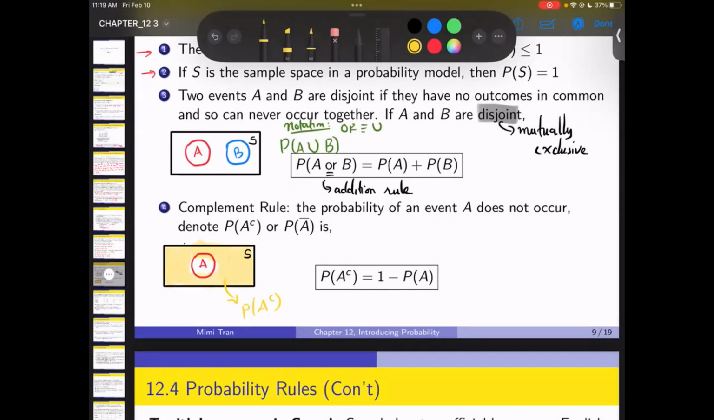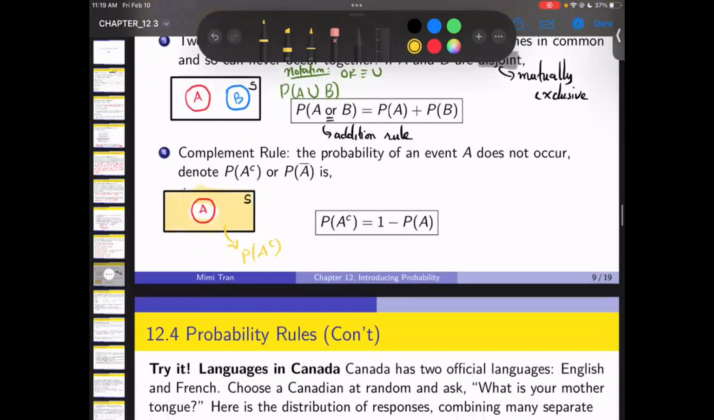And to find the probability of A complement, you take 1, subtract the probability of A, and you get the yellow part. So far, so good. Simple rules. It'll get a little bit hairier, but I hope you get these rules first.